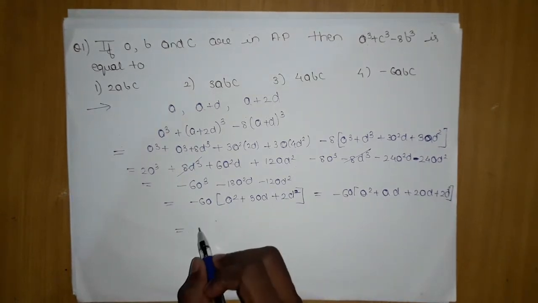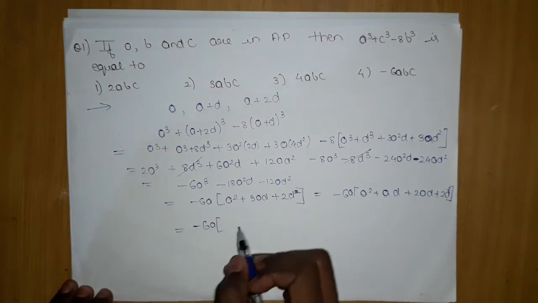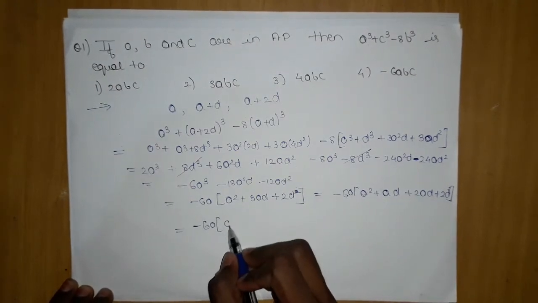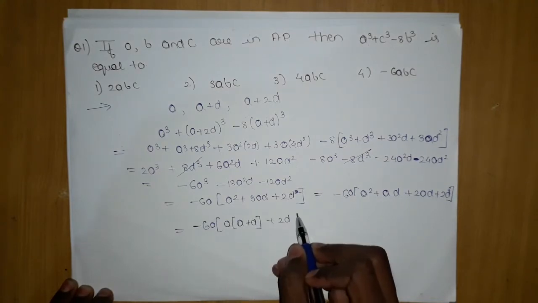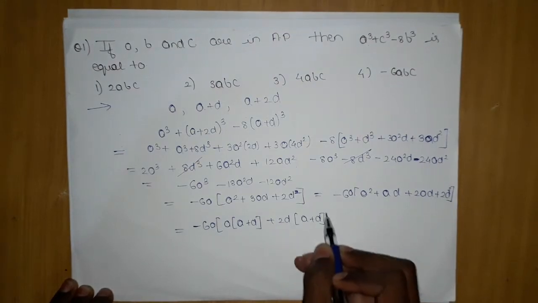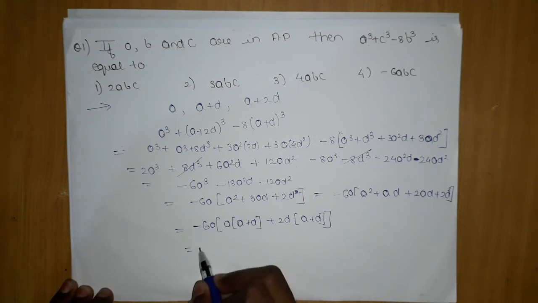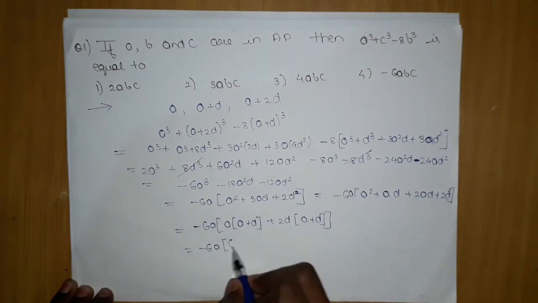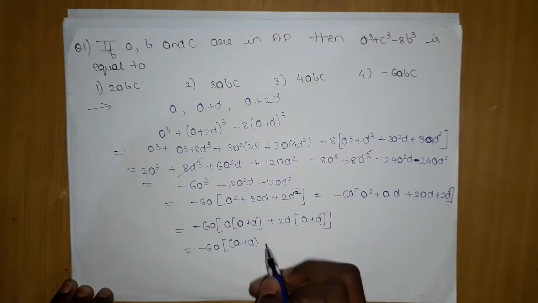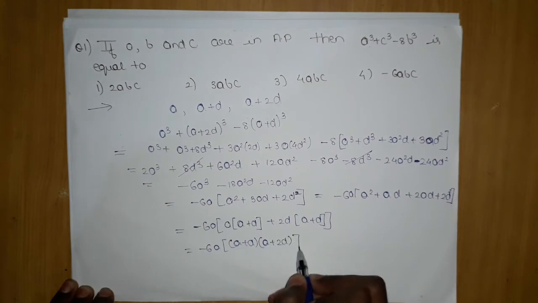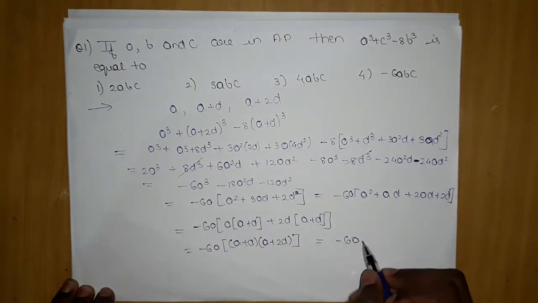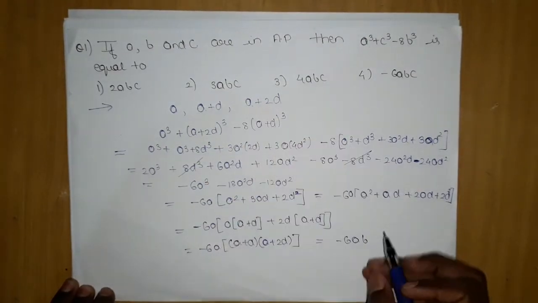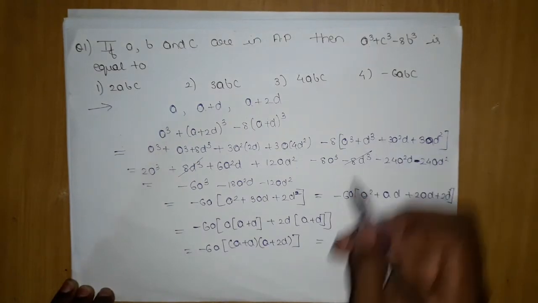Minus 6a will be as it is. Here we take a common, and a plus d is left. Similarly, if we take 2d common, a plus d is left again. In both of them we take a plus d common, leaving a plus 2d. It depends upon your calculation skill. This question was easy but the manipulations are difficult. Now, remember we have taken a plus d as b and a plus 2d as c, so our answer is nothing but minus 6abc. So 4 is the answer.